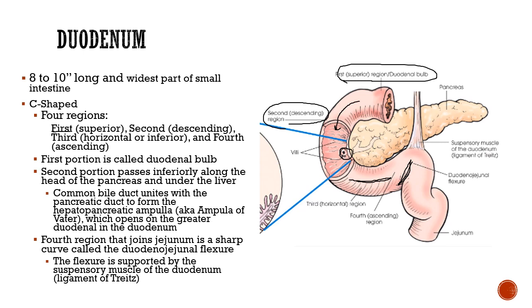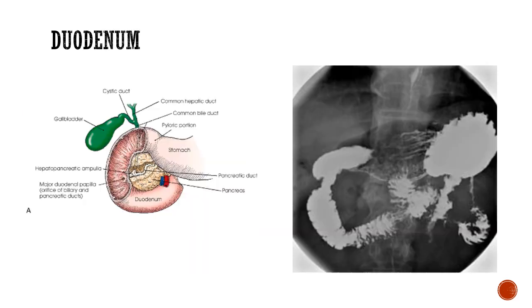over here. The fourth section joins the jejunum at a sharp curvature called the duodenal flexure. This flexure is supported by the suspensory muscle of the duodenum called the ligament of Treitz. Okay, the duodenum, we can see that we have that C-shaped appearance, and we can also see that the ducts and the pancreas are very much surrounding the duodenum.